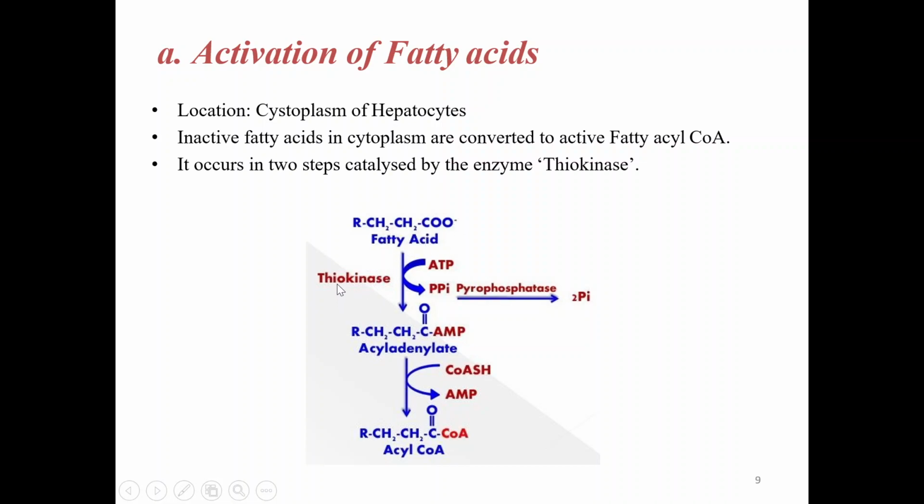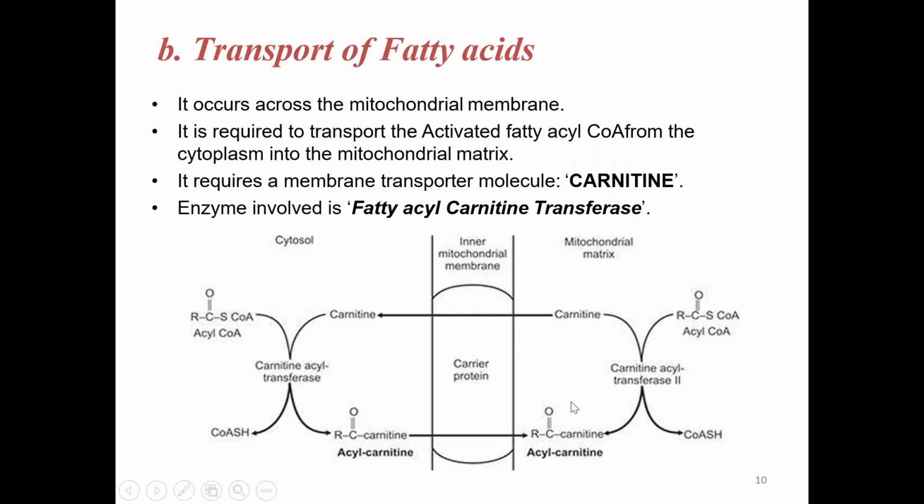So with the help of the enzyme thiokinase, this group is getting activated here, with coenzyme A getting attached here. So this step is called the activation of fatty acid, which takes place in the cytoplasm of the cell. Now we have got activated fatty acid. It has to be transported into the mitochondrial matrix across the mitochondrial membrane.